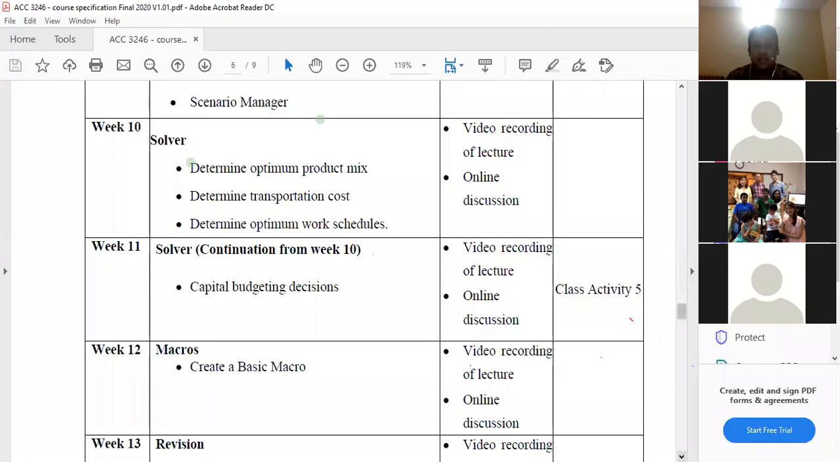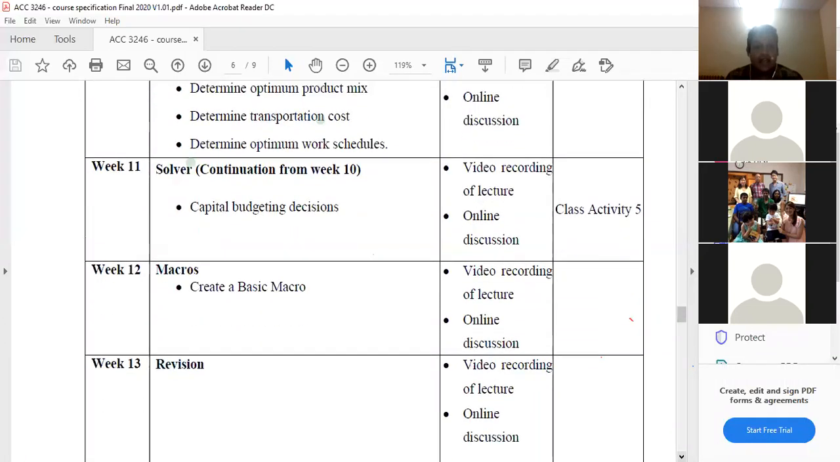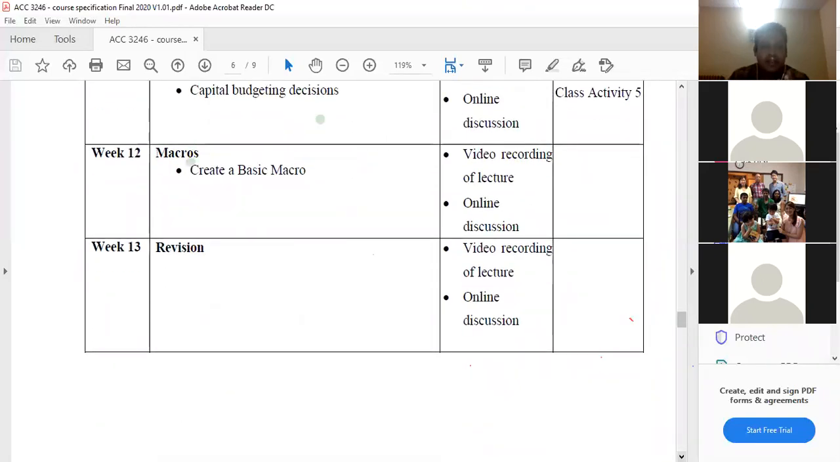Then we have the macro. You're going to learn how to automate a repetitive task. Here you'll be given real life examples and real life experience by exposing you to such experience. You'll be exposed to the basic macros, which in essence is how to automate a repetitive task. So in your work organization, once you learn about these macros, you can apply this knowledge and make your life easy. The video recordings are there, followed by the online discussion.